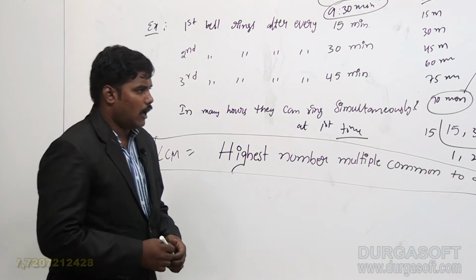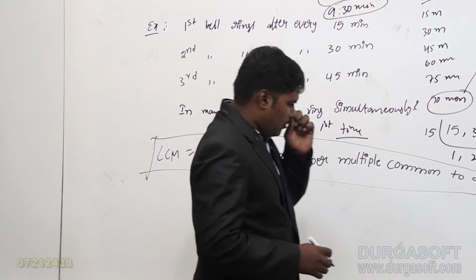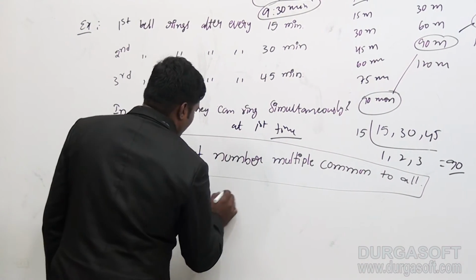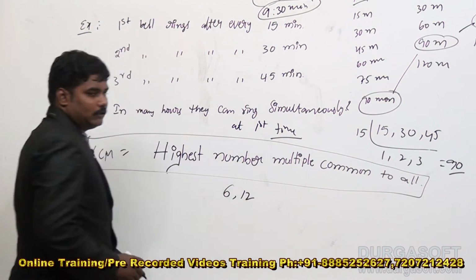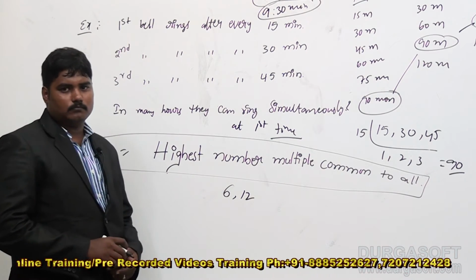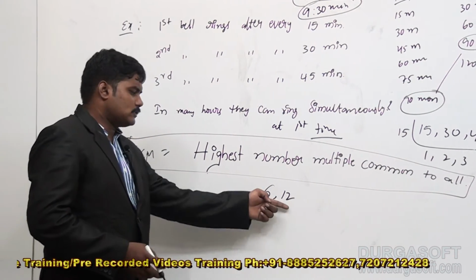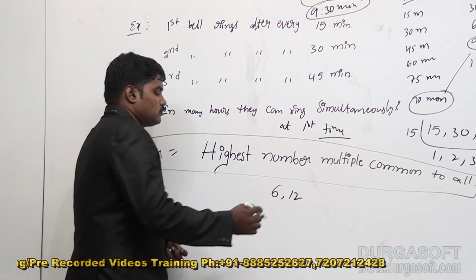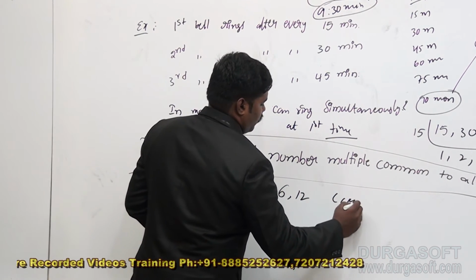Suppose I give another example. What is the LCM for 6 and 12? Simply the highest number multiple common to all. 12 ones are 12, and 12 is common to 6. So here the LCM is 12.